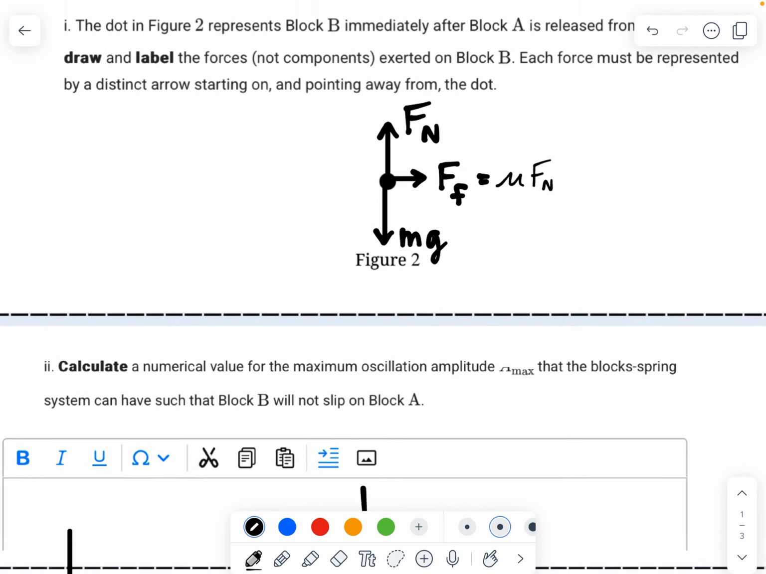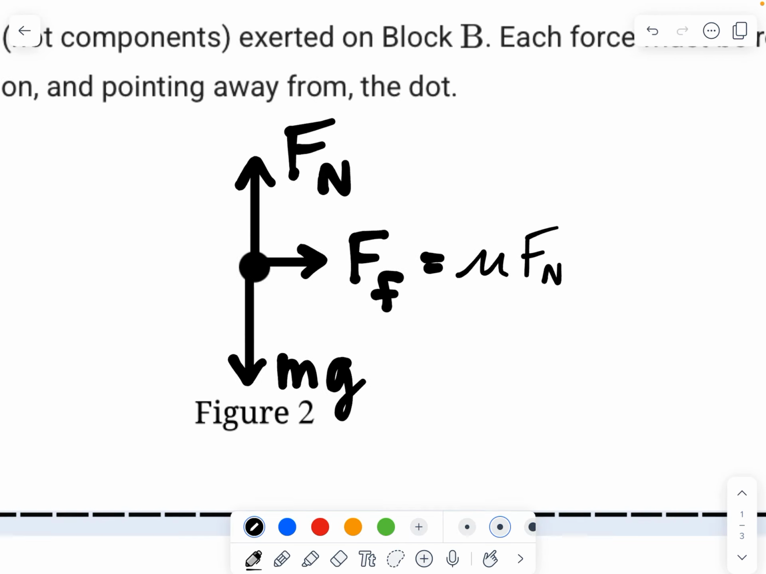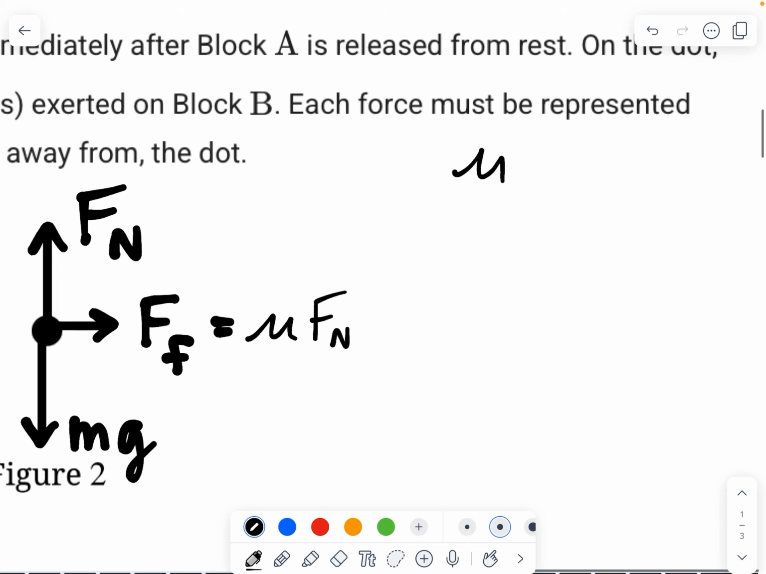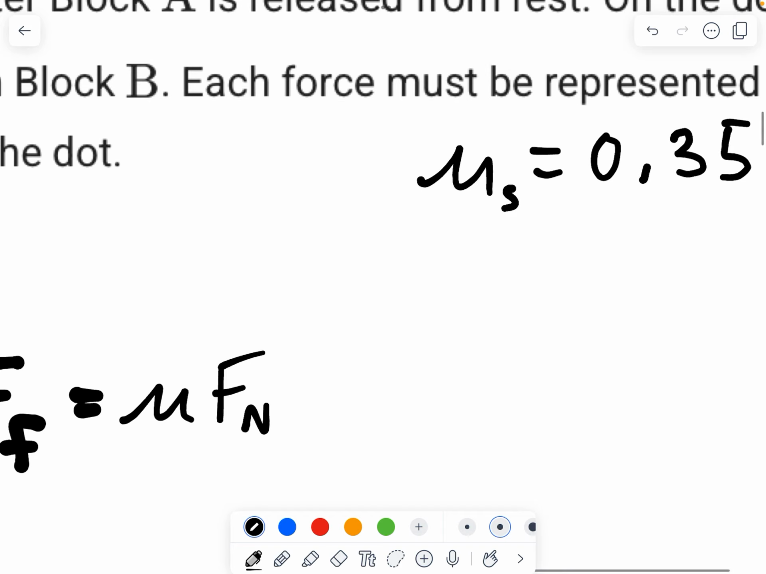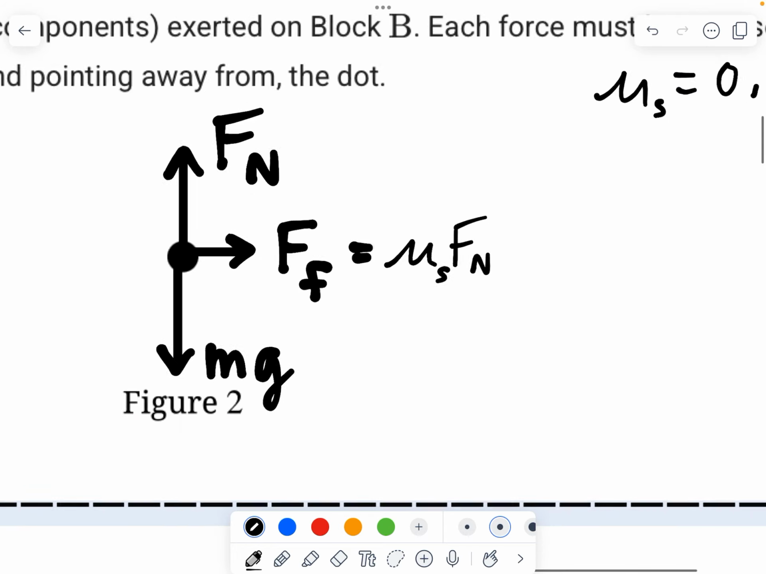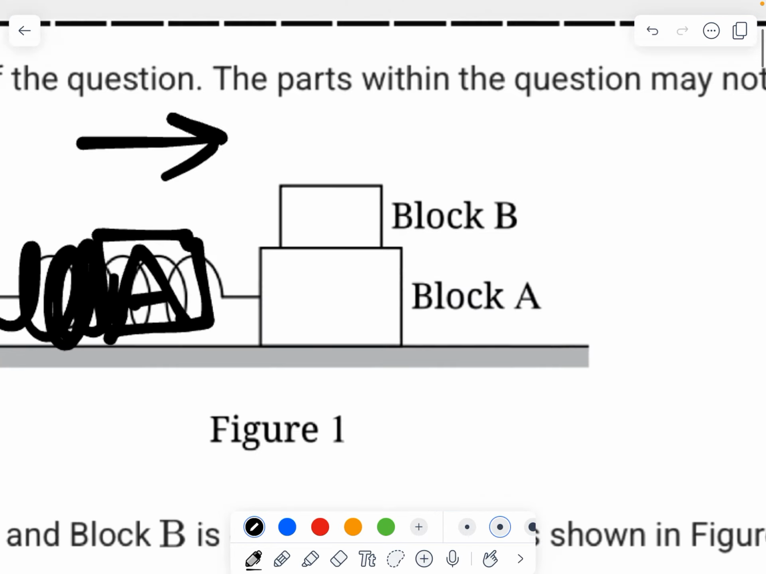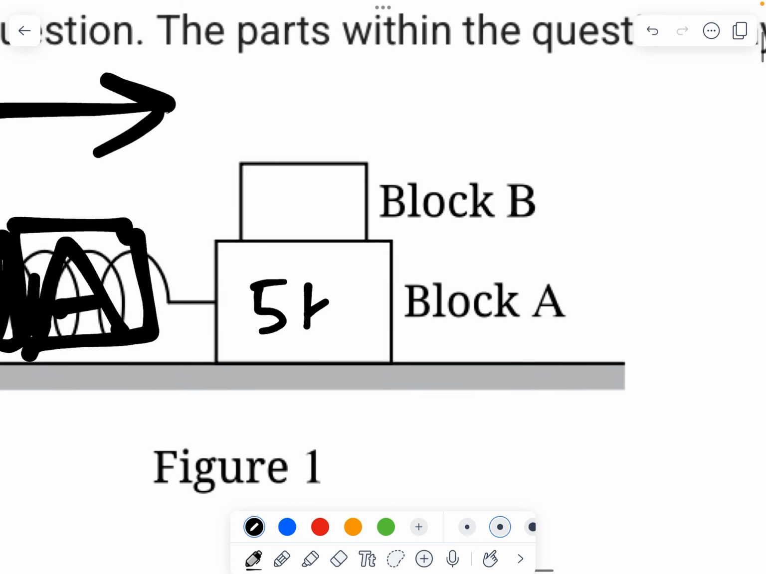Here we go. So mu was given in the problem as being 0.35. Okay, mu of static friction. That's the coefficient of friction between the two blocks. So that's this value right here. The mass of block A was 5 kilograms, and the mass of block B was 1.5 kilograms.